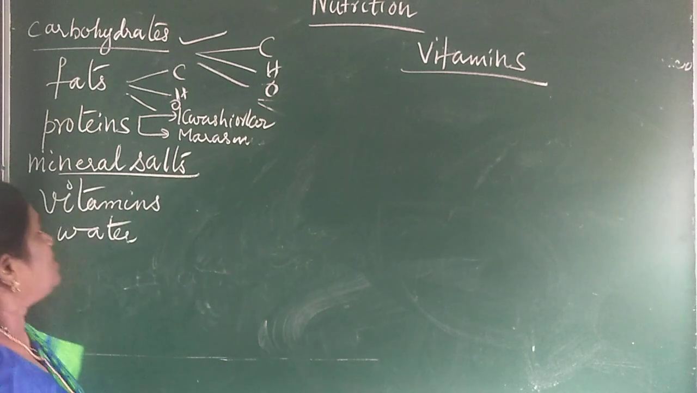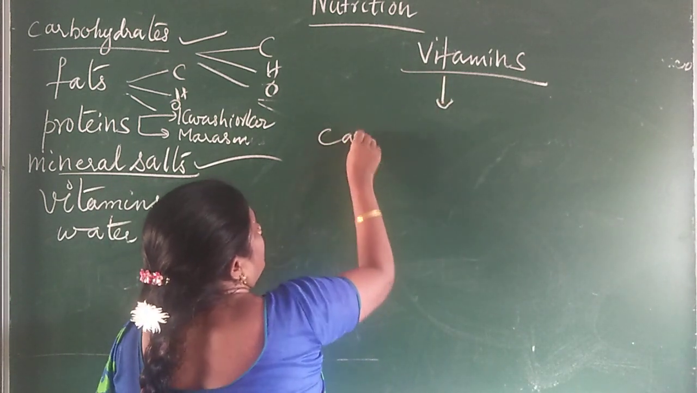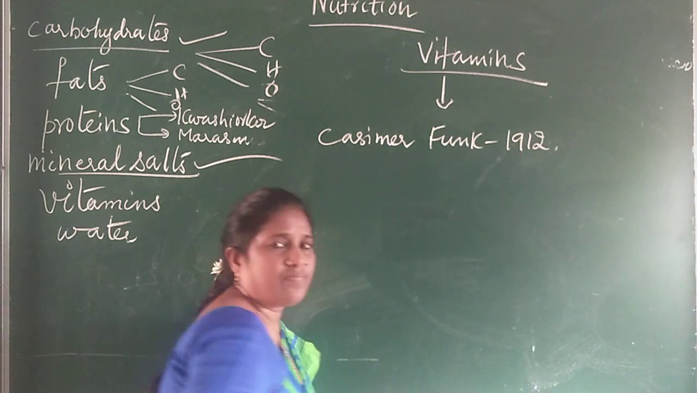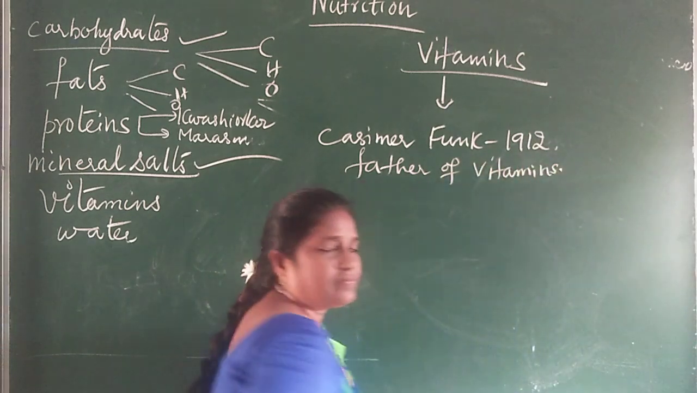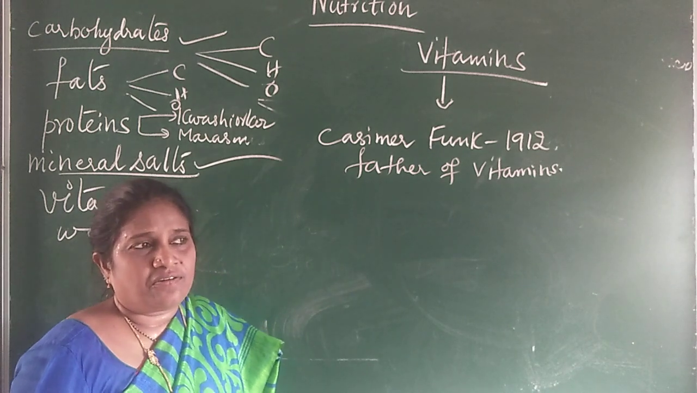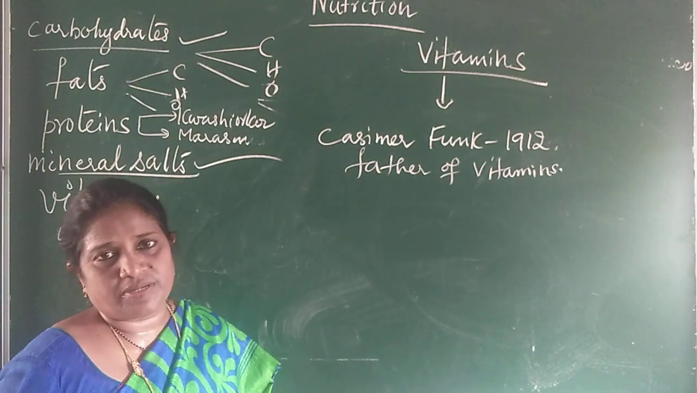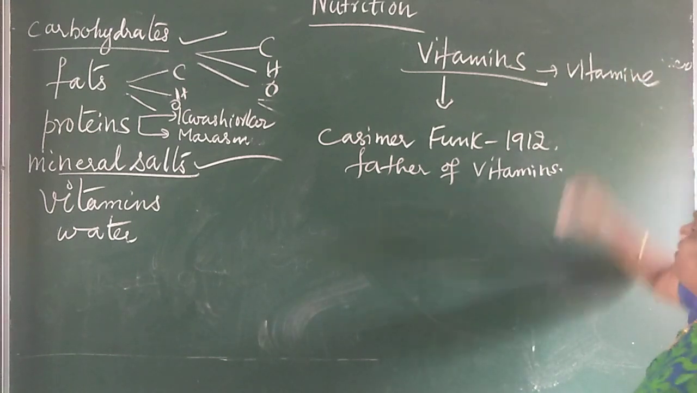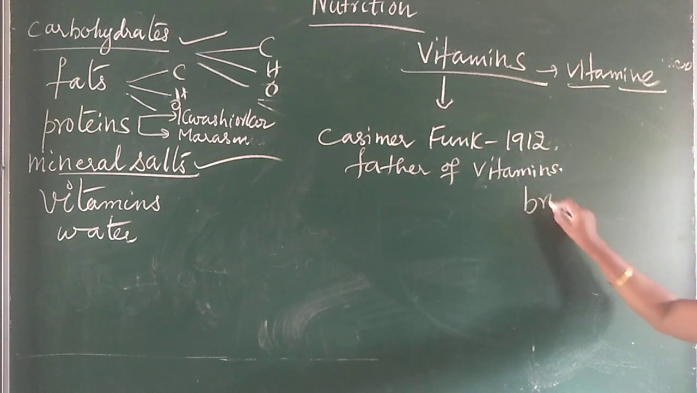Vitamins. Children, vitamins were first discovered by Casimir Funk in the year 1912. He is called the father of vitamins. Along with him, there are many more scientists who discovered many more vitamins. But the chemical nature of vitamins was first observed by Funk. Therefore, Casimir Funk is called the father of vitamins. The word vitamin actually comes from the word vitamine, vital plus amine.